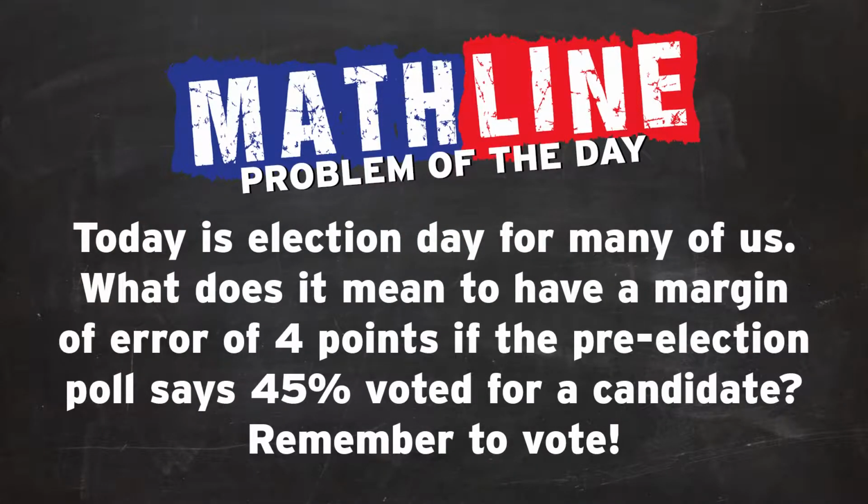To that problem of the day. Today is election day, as I mentioned, for many of us. So our problem of the day says, what does it mean to have a margin of error of 4 points if the pre-election poll says 45% voted for a certain candidate?